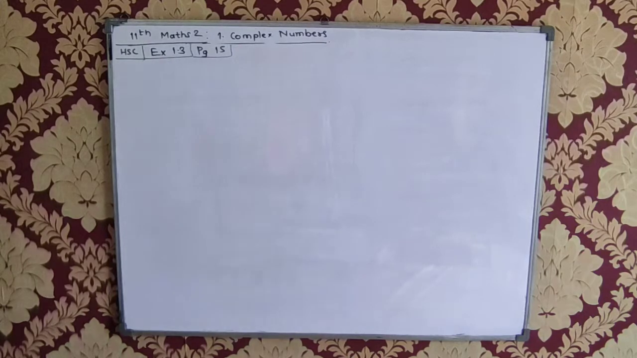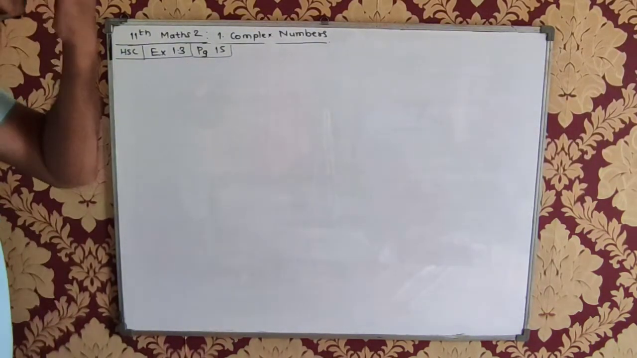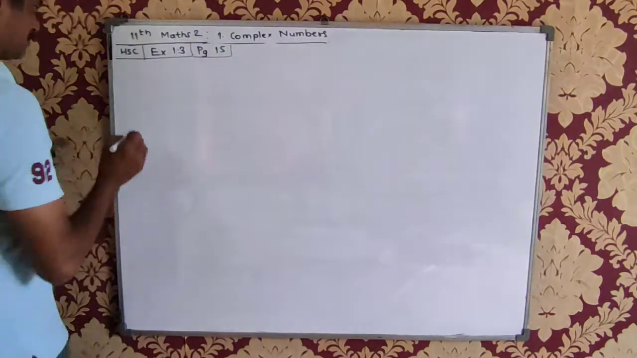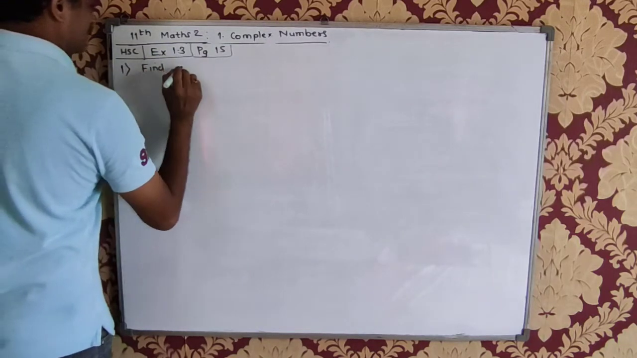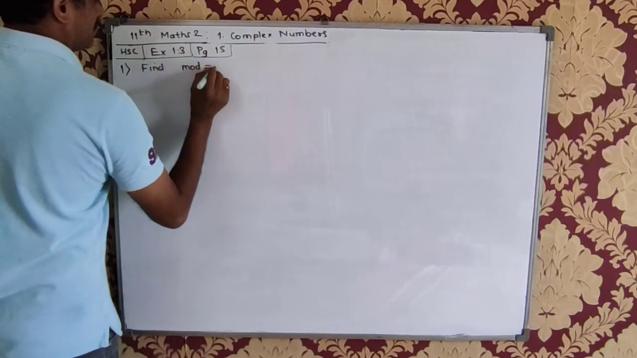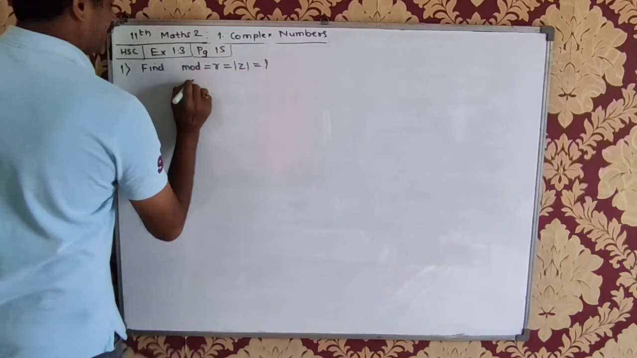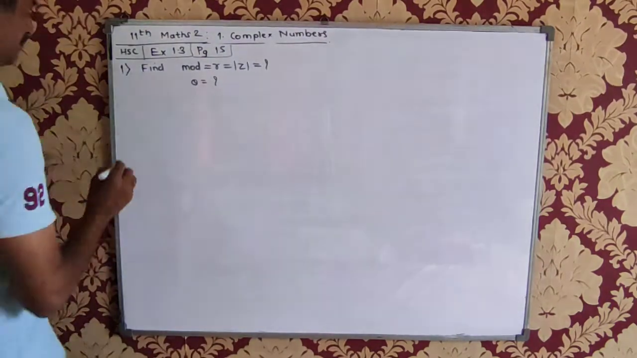So let's continue now. Exercise 1.3, page number 15. Find the modulus and amplitude for each of the following complex numbers. Modulus means r, this is the modulus of z. And amplitude means theta is asked. What is the first complex number here?